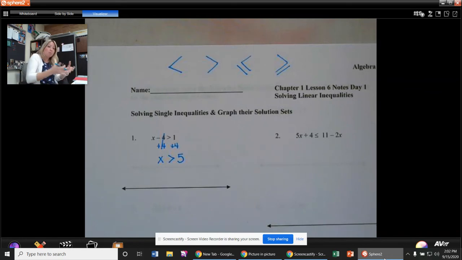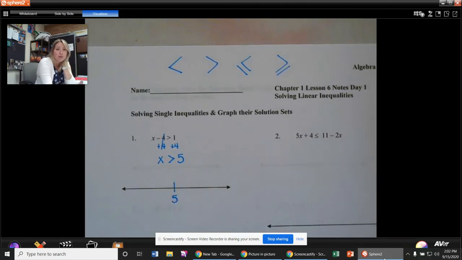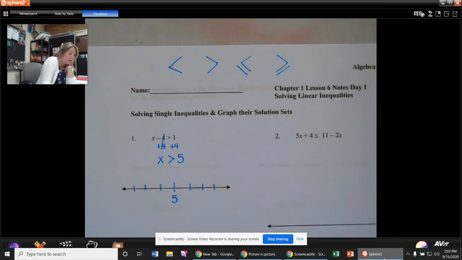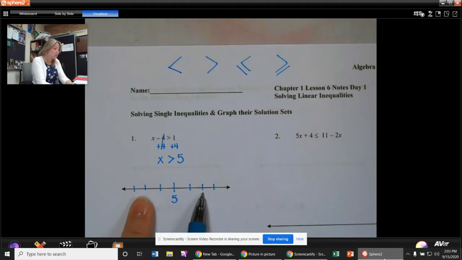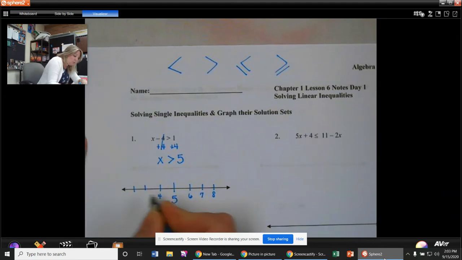So what I've done by having a solution set as my answer is I've given you an infinite number of numbers that could make my variable true. So what I do to represent that visually is I take my number in question, which in this case is a 5, and I put it in the middle of my number line. Now notice I've evenly spaced dashes in both directions. I'm going to put on my number line some numbers that are bigger than 5 here and some numbers that are smaller than 5 here.